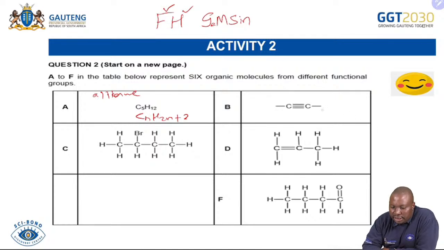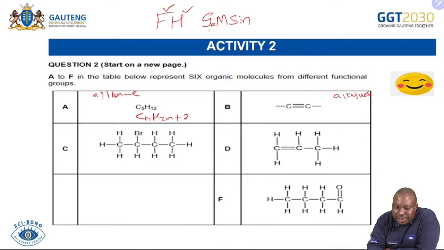Let's look at the second structure, which is B. You are having carbon-carbon triple bonds. So what is this functional group? It's the functional group for alkynes, which is the homologous series. So you know that the homologous series here is alkynes. So because of the functional group, which is the F, you are able to get the homologous series.